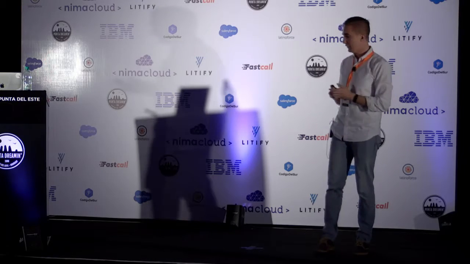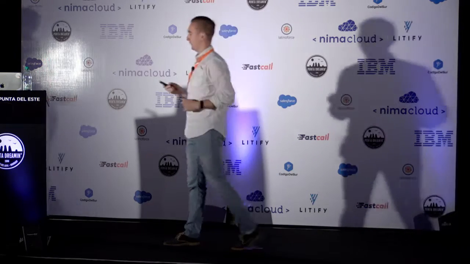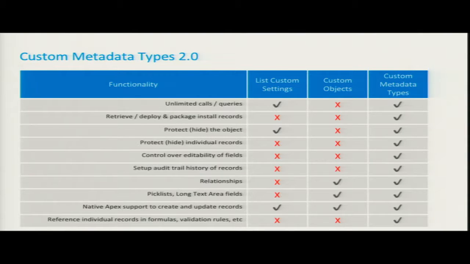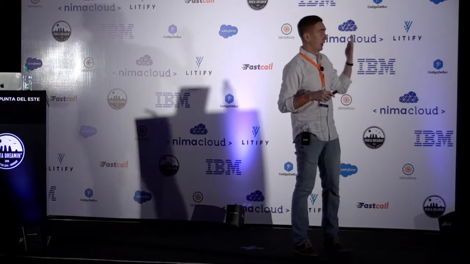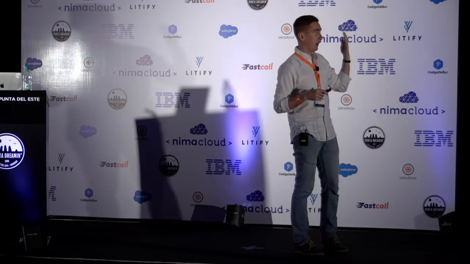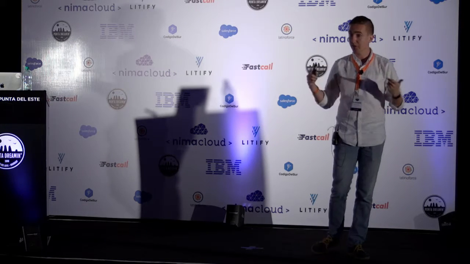So if you're not yet sold on the idea of using custom metadata types, here are a few more reasons. This is a side-by-side comparison between list custom settings, and just to address the elephant in the room, we're not talking about hierarchical custom settings yet. Those still have a reason to live. Custom objects and custom metadata types. They provide unlimited calls, they're cached. You can retrieve and deploy records, as I said. You have a way better and more complex security model for custom metadata types. Not only can you hide your object and make it protected, you can do the same for each record, because guess what, they are metadata.